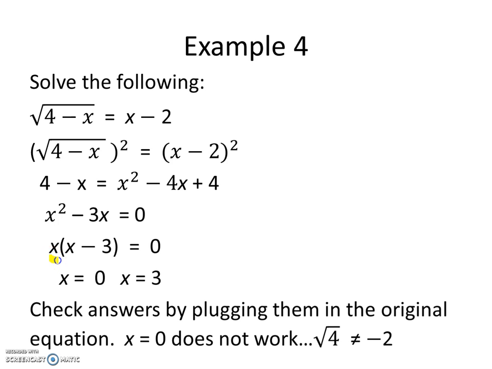Well, the x out here, if it were 0, that would work. So that's a solution. And then we set x minus 3 equal to 0, and we find that the other part is x can equal 3. Well, we want to check our answers by plugging them into the original equation. If I put 0 in here, I get the square root of 4 equaling negative 2. And we know that that does not work. So x equals 0 does not work as a solution to our example 4.